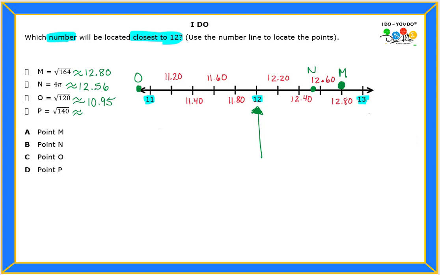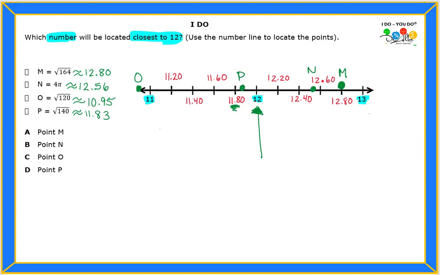And that is very close to 11.83. Isn't it? 11.83? Look, I have 11.80 right here. So 11.83 has to be to the right, somewhere over here, right? And this will be P.